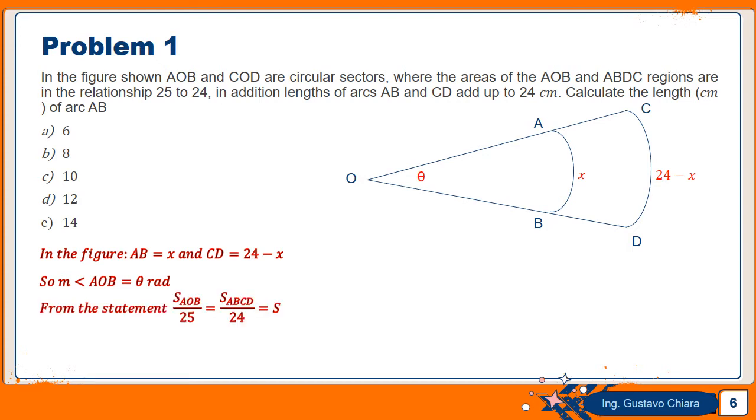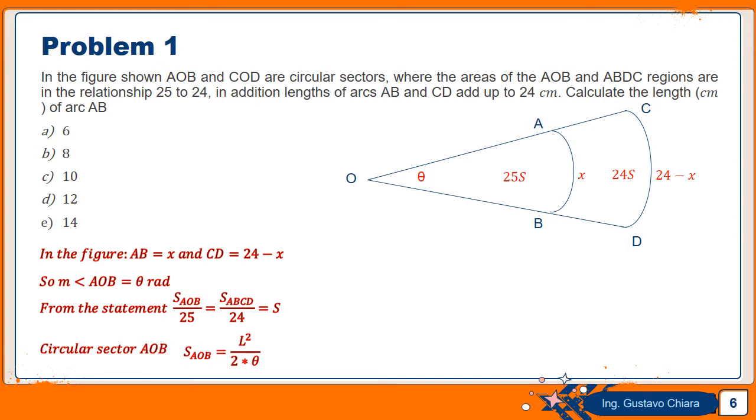Well, the next step is that from the statement, the area AOB and the area ABCD are in the relationship 25 to 24. So this is a reason that we know in arithmetic, obviously, and we need to complete using this expression. So the area AOB is equal to 25s and the area ABCD is equal to 24s.